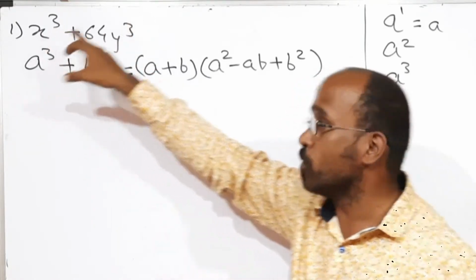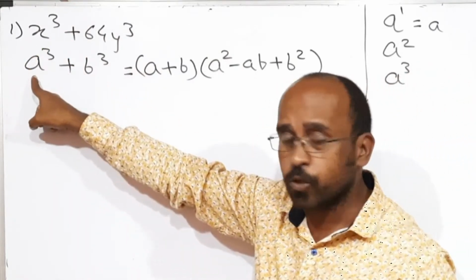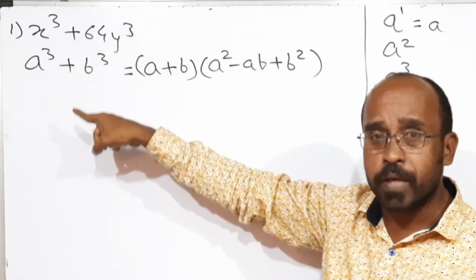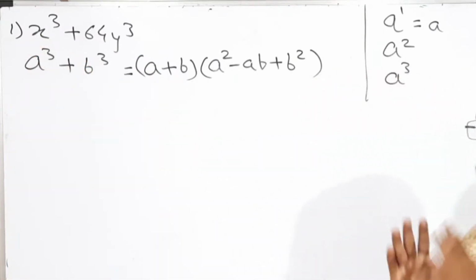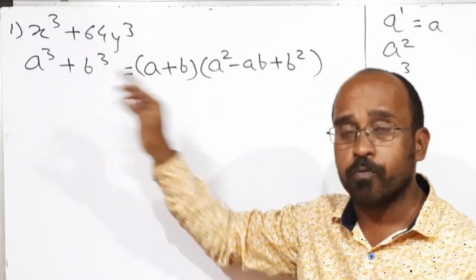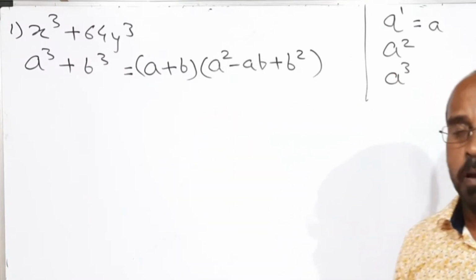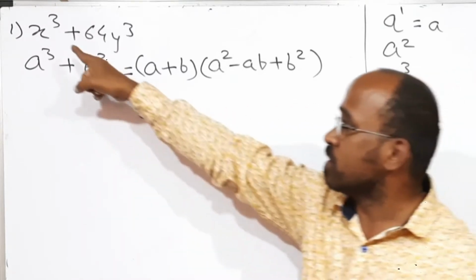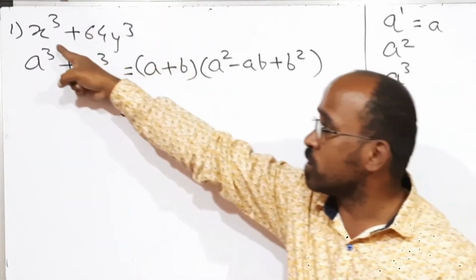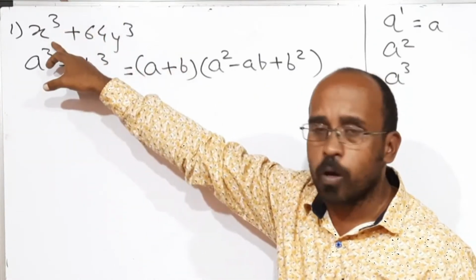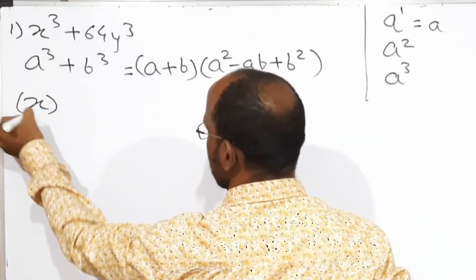Please remember, this x cube and 64y cube are cubes of some numbers, because this x cube is nothing but a cube, 64y cube is nothing but b cube. So we have to find out from this a cube and b cube, we have to find out a and b first. This is the most important part of this question. First find out a and b from this x cube and 64y cube. So how to find it out? Find out the cube root of both of the terms. Cube root of x cube is x, right?